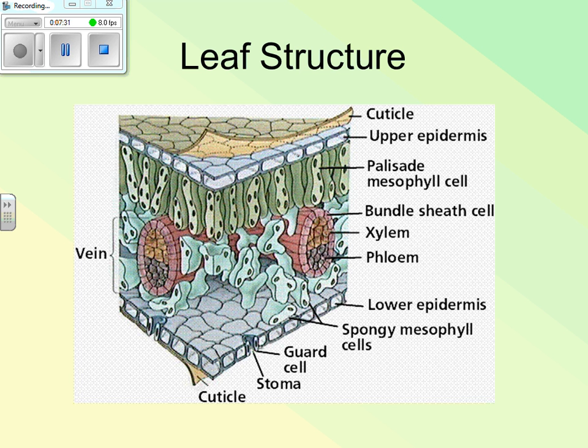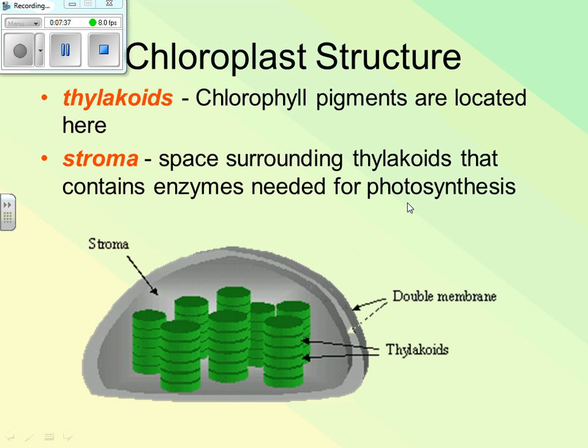Here's just a picture of the leaf structure where you can see how things can come in and out of the cells. That's not as important as the chloroplast structure. This is what the chloroplast looks like. Within the chloroplast, you have these thylakoid discs. They look like little pancakes, and that's where the chlorophyll pigments are actually located. The stroma is like the cytoplasm of the chloroplast, and that's the space surrounding these thylakoids, and they contain the enzymes that are needed to actually run the photosynthesis.